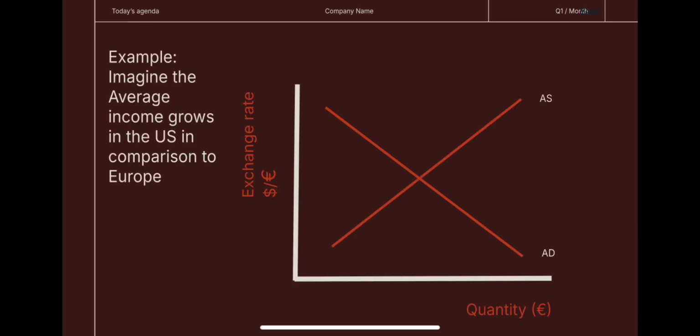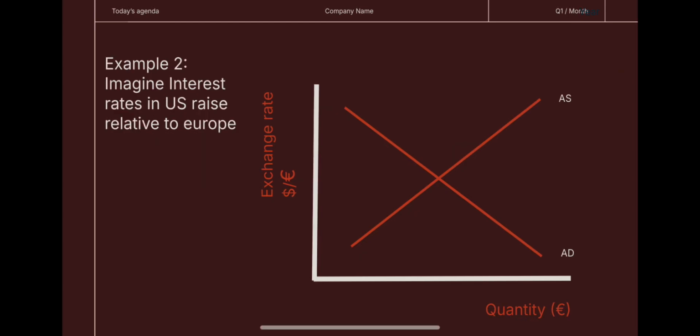So, for our first example, imagine the average income grows in the US compared to Europe. How will this shift the graph? If you said that will cause an increase in aggregate demand, you are correct. Due to higher income in the US, they will be able to buy more things from Europe, increasing the demand for euros.